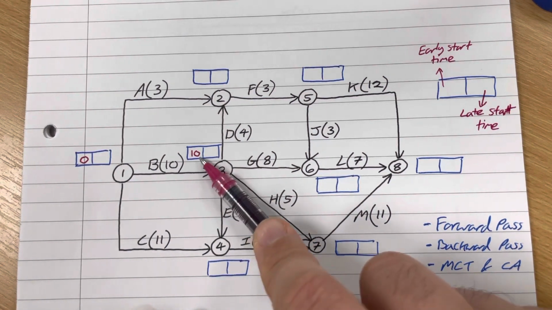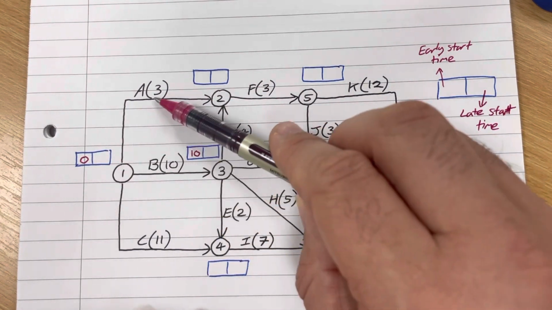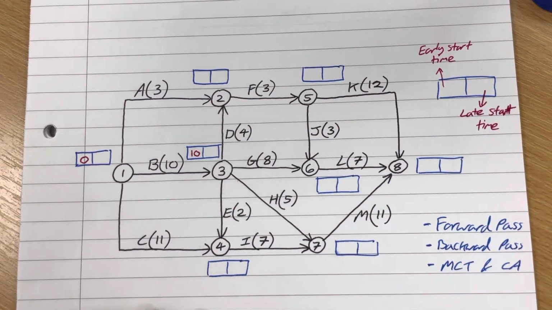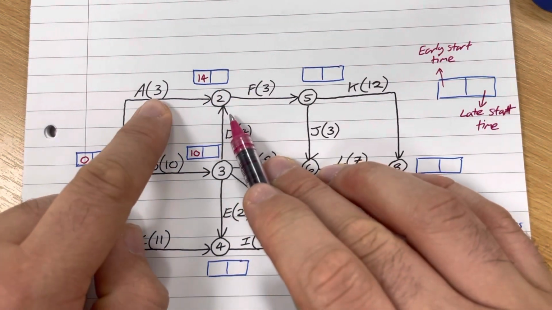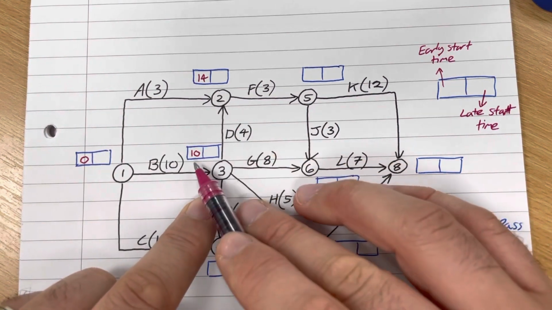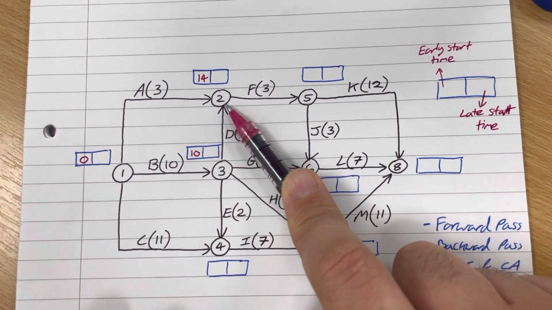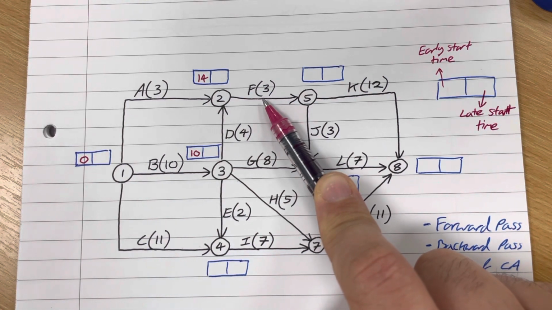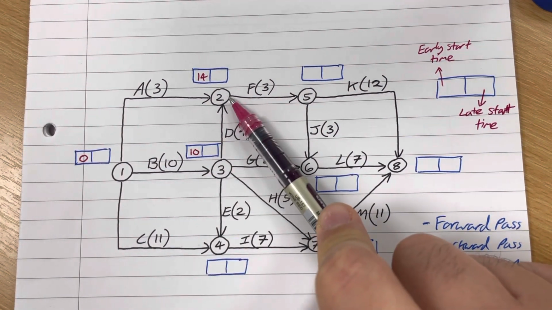Okay. Now that I've got a 10 in there, I can update this node, which I couldn't do earlier because I didn't have that number. But I've got 0 plus 3 is 3, and 10 plus 4 is 14. And in the forward pass, you take the biggest number. Okay, so in this case, that's the number 14. I'm comparing 3, which is 0 plus 3, with 14, which is 10 plus 4, and I'm taking the biggest. That's 14. That essentially is saying I cannot leave node 2, that is, I cannot start activity F until at least 14 days into the project. And that is because activity F requires B and D having already been completed.